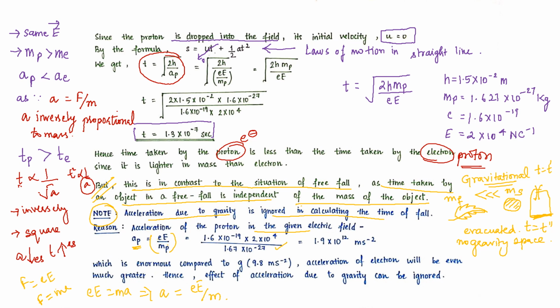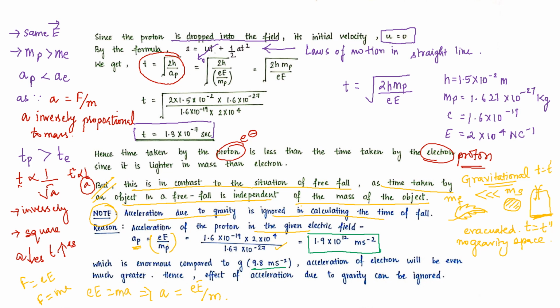Okay, substituting all these values in this particular given equation, now we will see, follow the green ink, the acceleration came around 1.9 into 10 to the power 12 meter per second square. What is the acceleration due to gravity? It is a very small value, that is 9.8 meter per second. Just see the relation, which is enormous compared to the acceleration due to gravity, and the acceleration of electron will be even much greater.